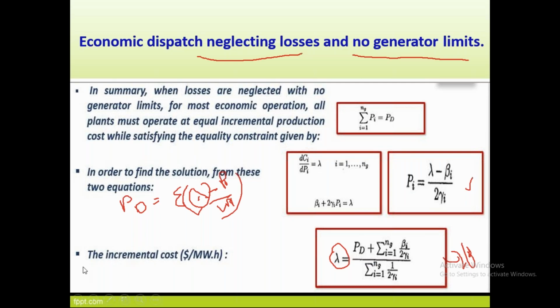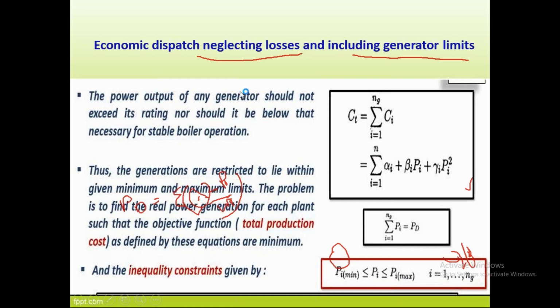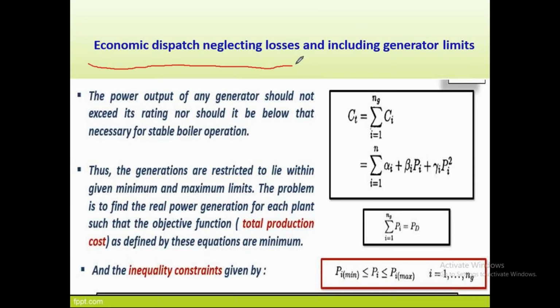So let's go for the same method, including the generating limits. In this case, the economic dispatch neglecting losses and including generating limits. What we did in the last two problems: the first problem has no generating limits, and we solved it. The second has generating limits, and we solved that too. The same method applies here. So how can we solve this when it has the generating limits?